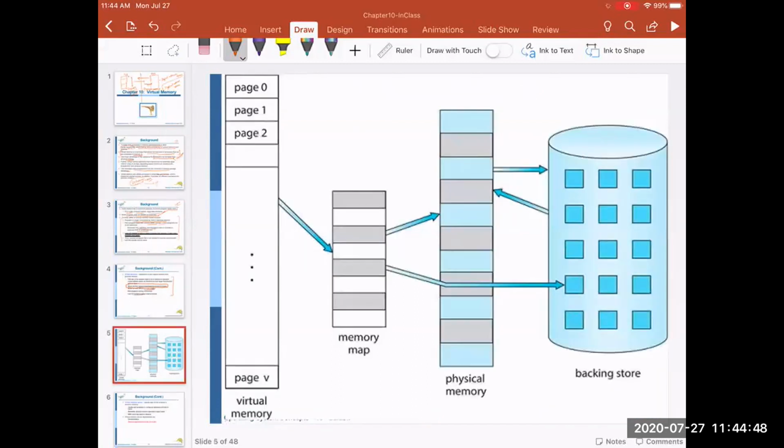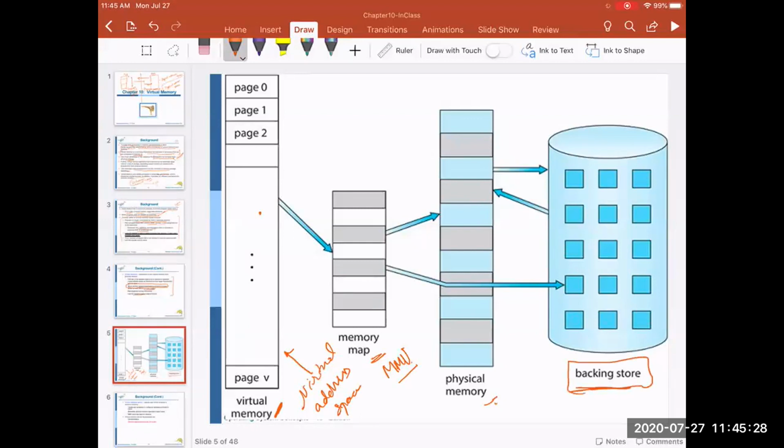So here we can see that these are the number of pages. Now pages are represented in the virtual address space. This is our virtual memory, or the logical address space, or virtual address space. Now from the virtual address space, the memory mapping unit, MMU, would map the information from the virtual address space to the physical address space, and the physical address space is being fed by the backing store.